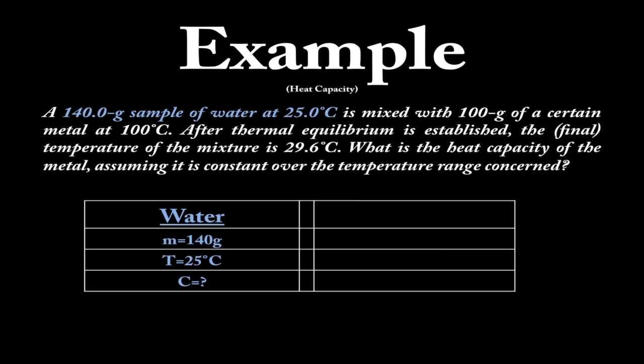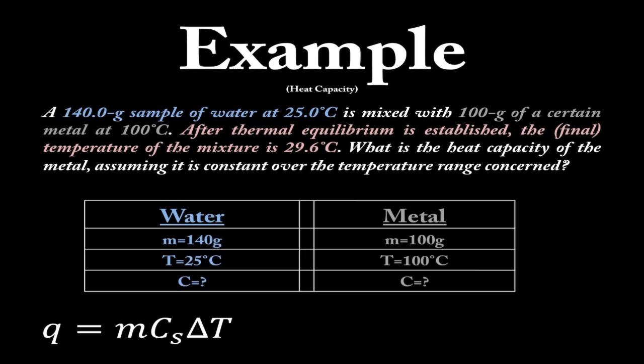Well, for the water, they tell us it has a mass of 140 grams and its temperature is 25 degrees Celsius, while the certain metal they give us has a mass of 100 grams and a temperature of 100 degrees Celsius. Check and check! But what does this thermal equilibrium mean? They gave us a final temperature of 29.6 degrees Celsius, but that makes for 3 temperature values and we're solving for heat capacity of a metal. They didn't even give us the heat capacity of water.